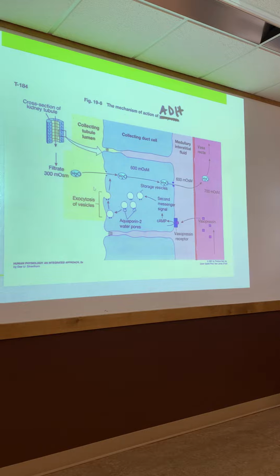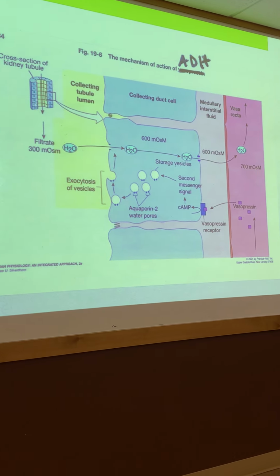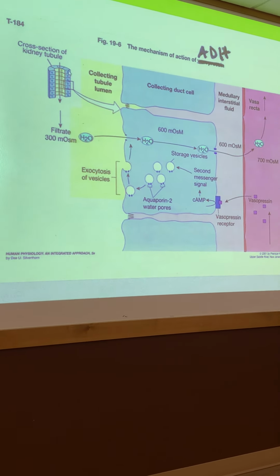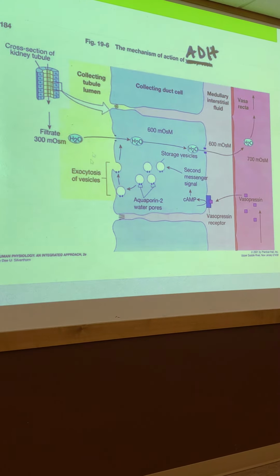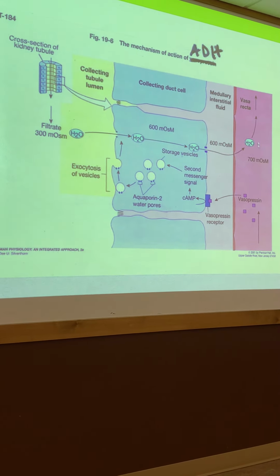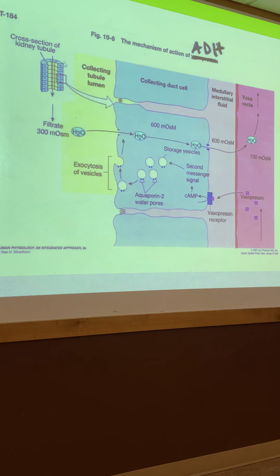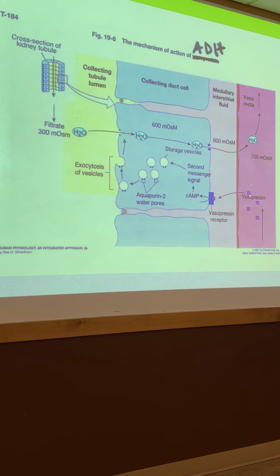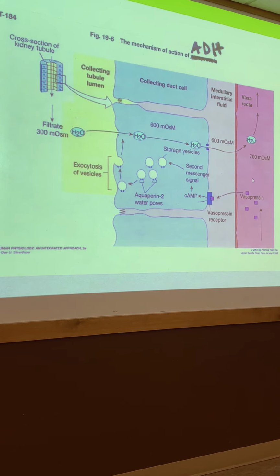And here's how it works. Here we are at the collecting duct. Again, the collecting duct is single cell thick. There's the lumen. We've got a bunch of water here, and we want to pull it back into the bloodstream that runs right along the level of the collecting duct. This guy right here, another capillary.